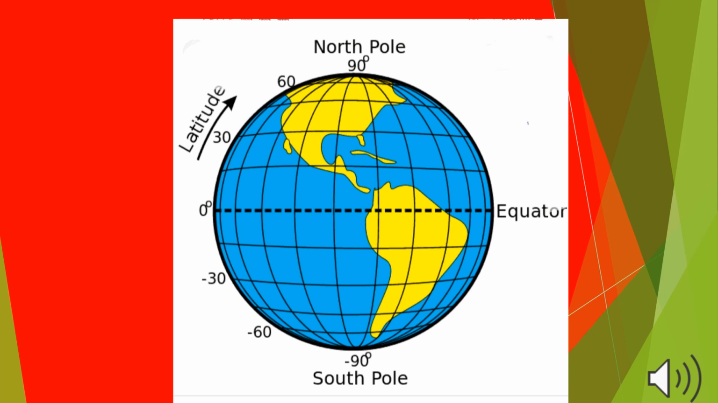The most important latitudinal line is the equator, and it is at 0 degree. So, this is called zero parallel. Since it passes right around the circumference of the earth, it is called the longest latitude. That is why equator is also called the Great Circle.